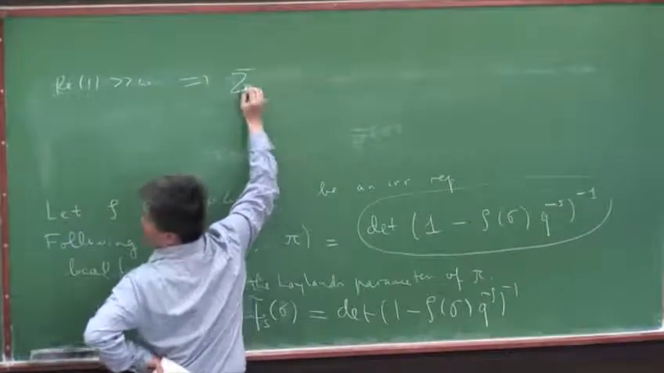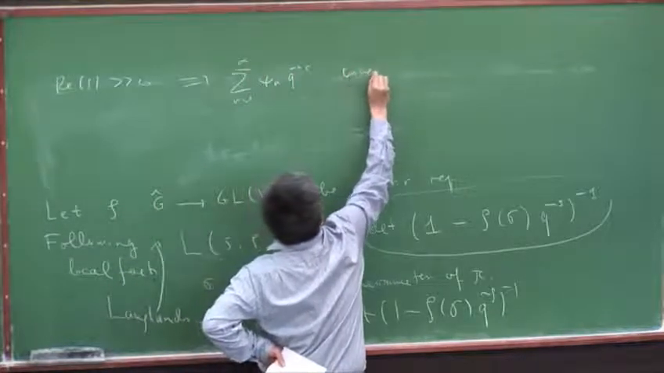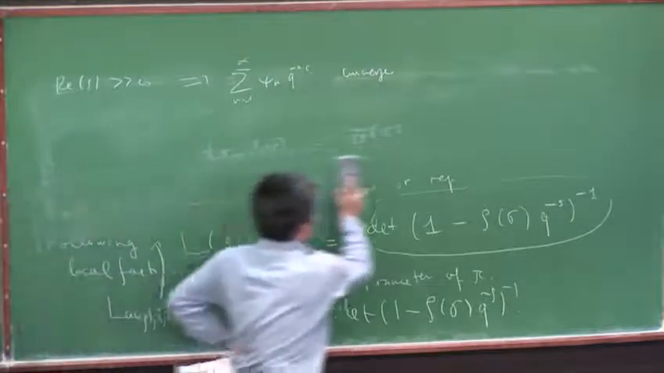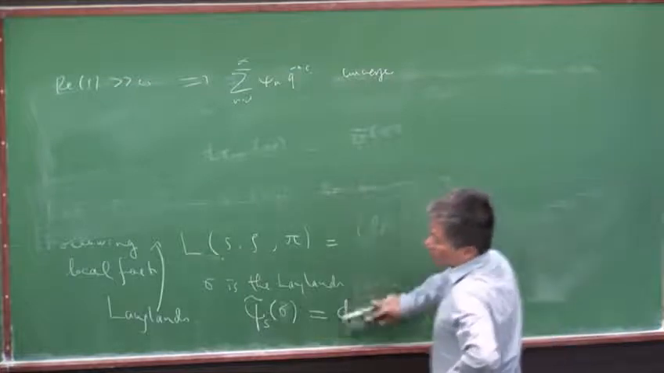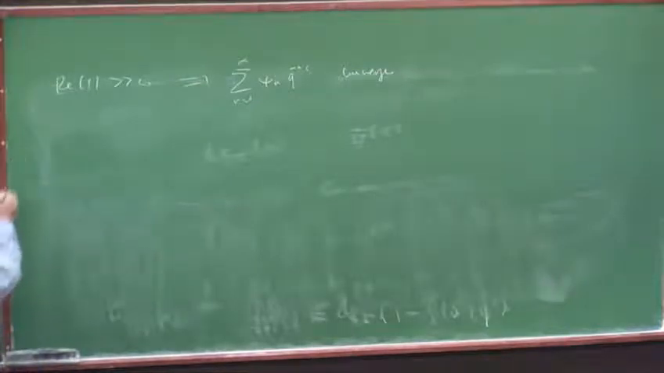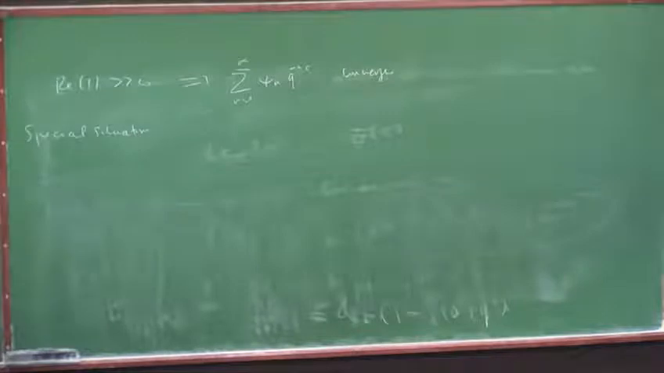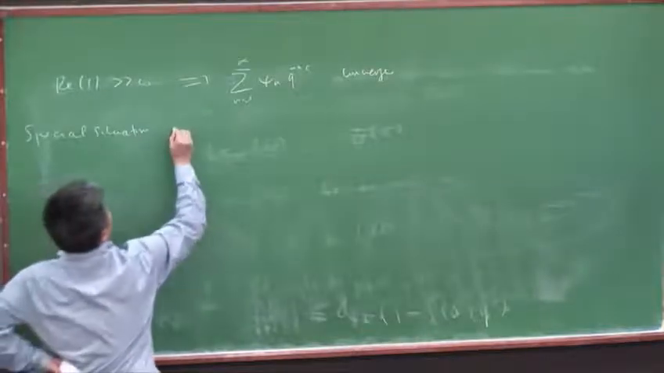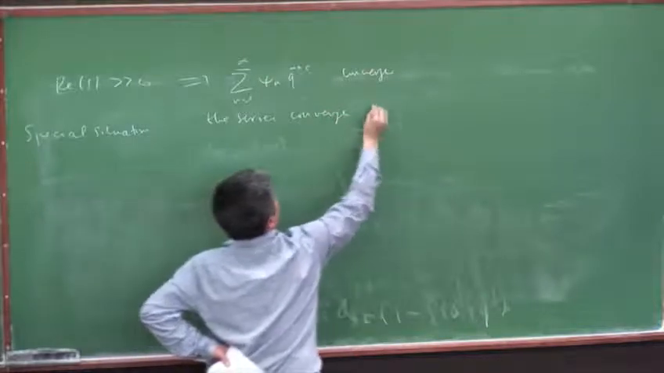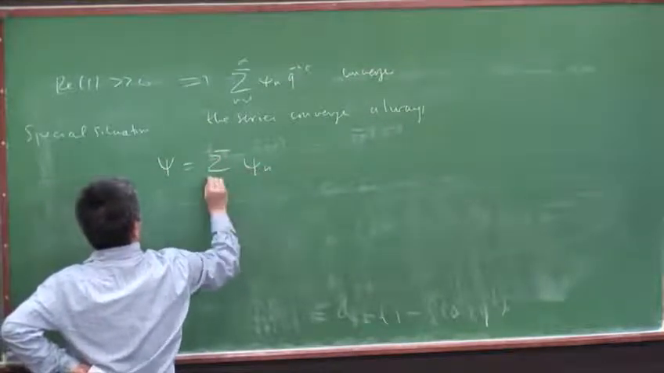So this series. This is not very pleasant. We would like to put ourselves in some situation where it just converges right away. So we restrict our attention to some special situation, which in some sense will be enough, in which the series converges always. So in particular, we would have this function psi to be a sum of psi n.